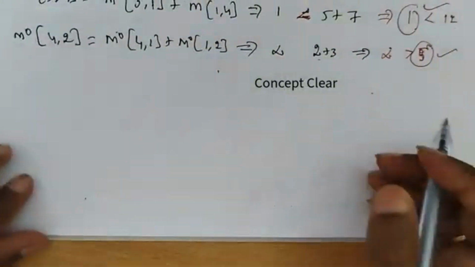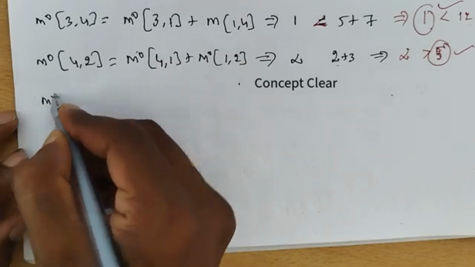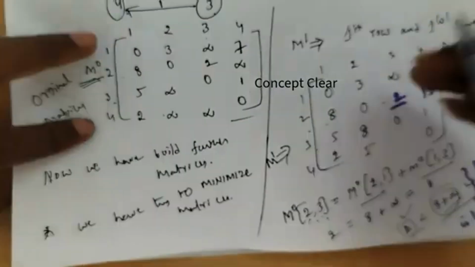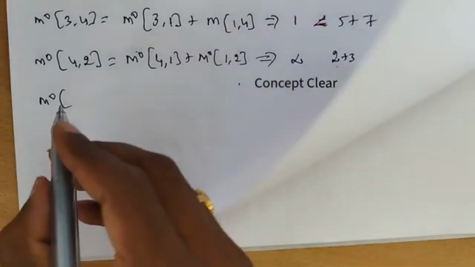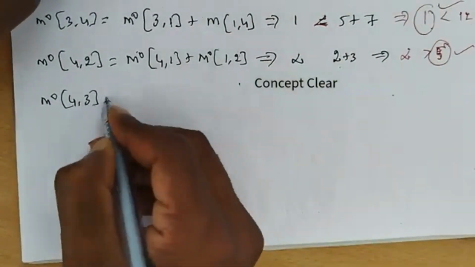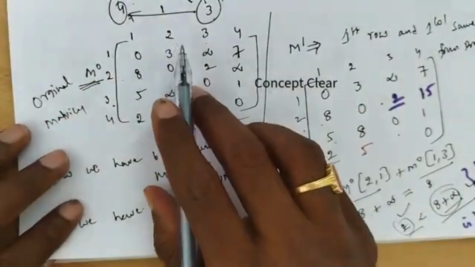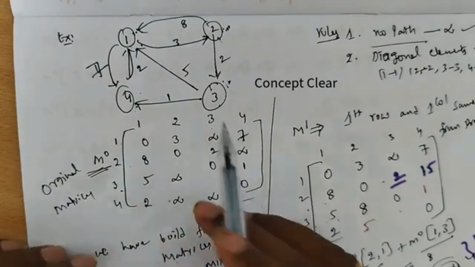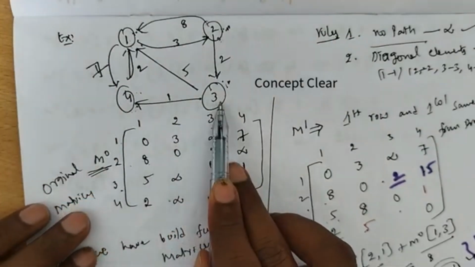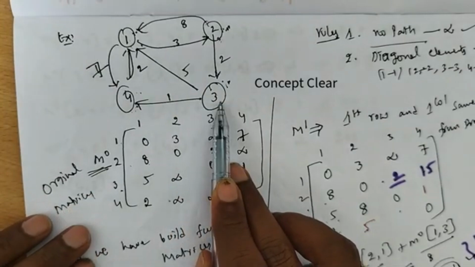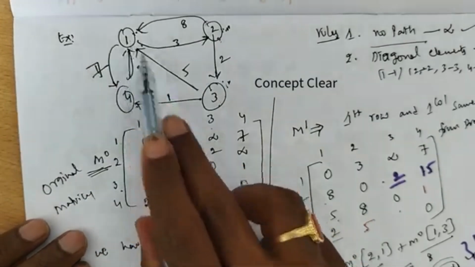Next one, I have to find out m naught of 4 comma 3. So what is the value? M naught of 4 comma 3 means what? According to the graph, 4 comma 3 means we have to reach 4 to 1, 1 to 3.